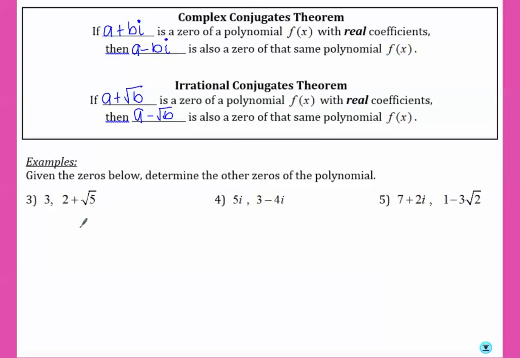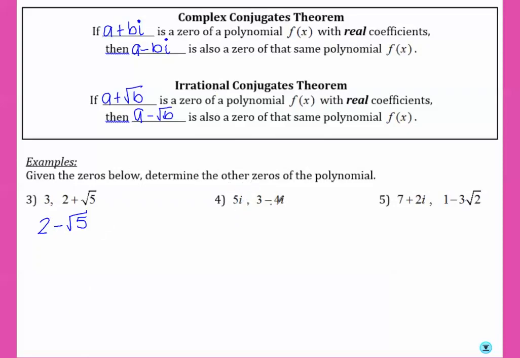So based on these zeros, we're going to determine the others. 3 is just a rational number. It doesn't fall into either of these categories, so we're not going to know of another root just because of that one. 2 plus the square root of 5 is an irrational number. We know if we have a plus the square root of b, we also have a minus the square root of b. So we know that 2 minus the square root of 5 is also a root.